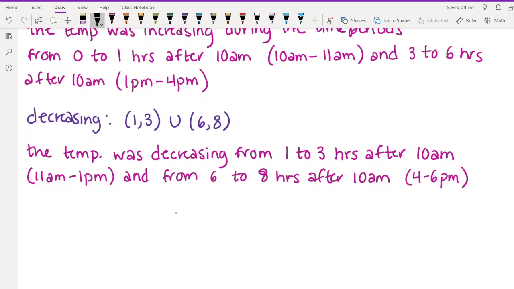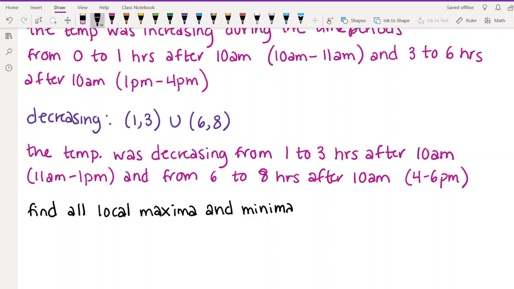Okay, almost done. The last thing I want to do is identify the local maxima and minima, as well as the t-values where they occur. And then again, we'll try to interpret what that would tell us in this situation.